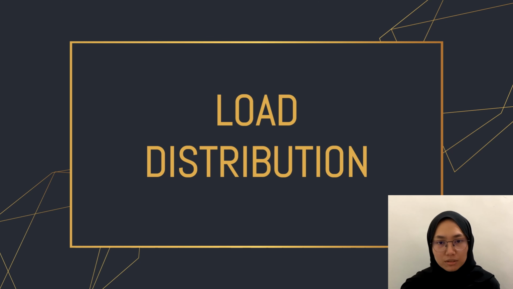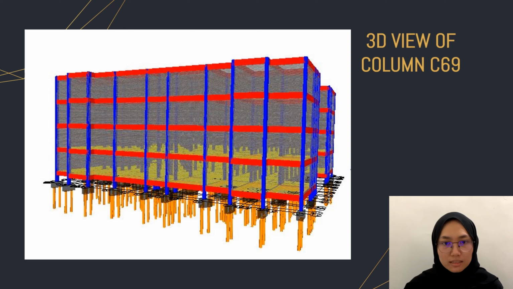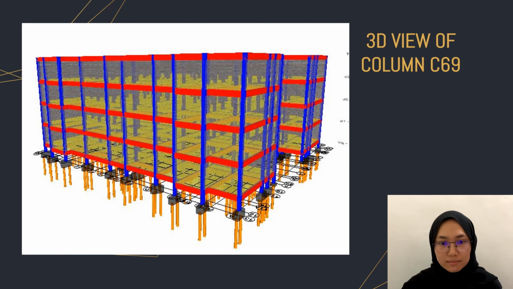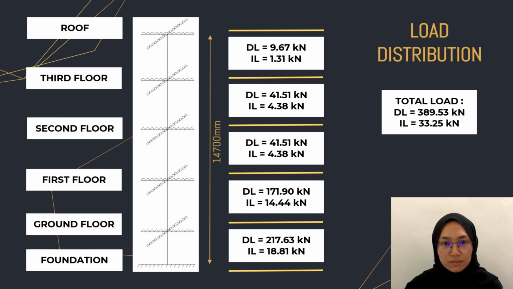Moving on to load distribution. In this 3D drawing designed by Esteem Software, the load from the roof is distributed through the column at the floors below until it reaches the foundation. Each of the floors has its own dead and imposed load as displayed. Therefore, the total dead load determined on the foundation is 389.53 kN, while the imposed load is 33.25 kN.